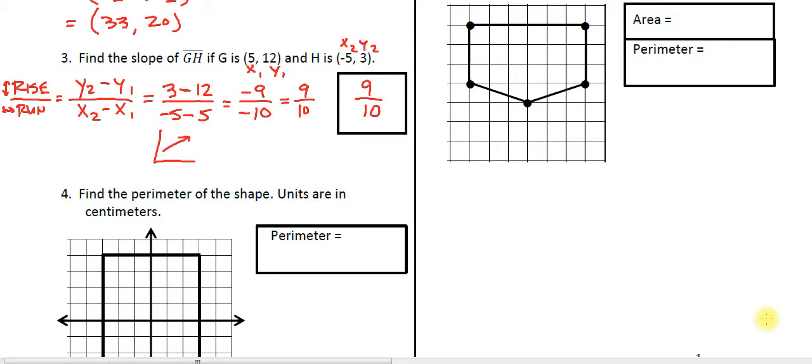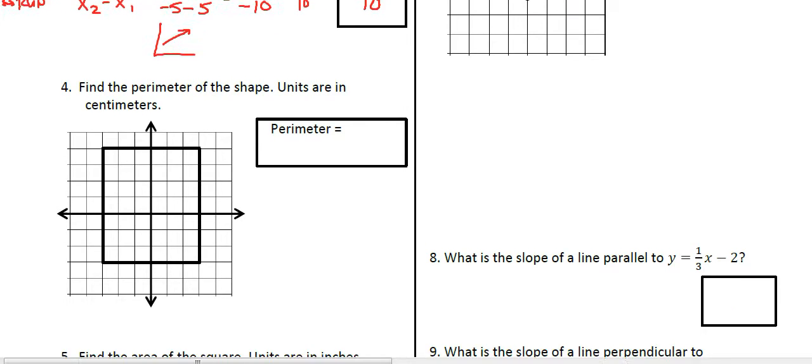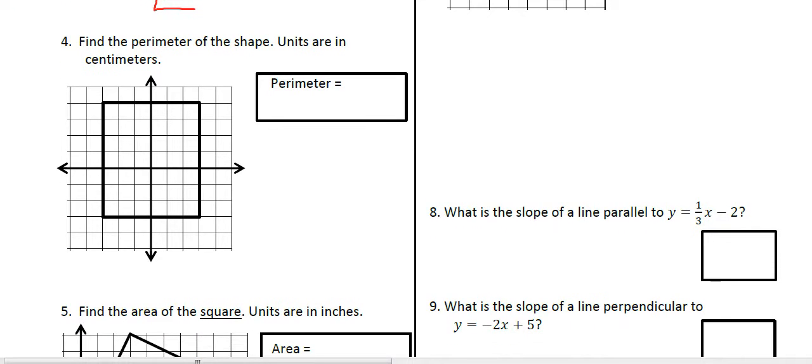We are continuing to fill out the IM2 Unit 1 test review sheet. We're on question number 4. If I can find my marker here, we can actually get started. There we go. Question number 4. Find the perimeter of the shape. Units are in centimeters. So we're looking for a perimeter, class.